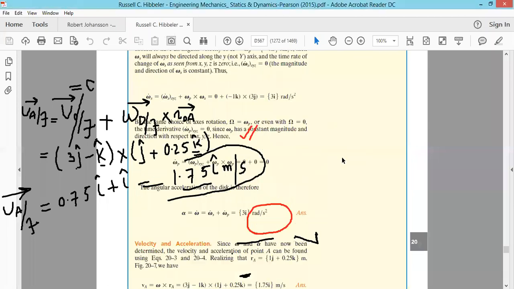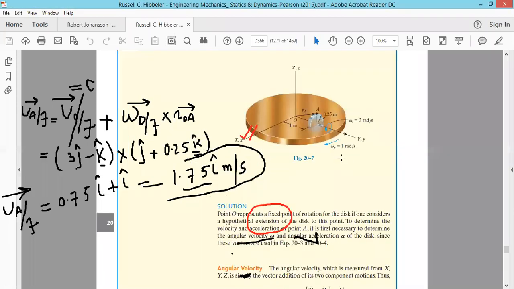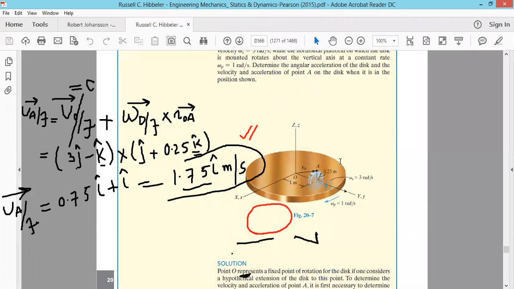Now let's go to the acceleration term. What we have to calculate now is the acceleration of A. Sorry, not the angular acceleration, but the linear acceleration.